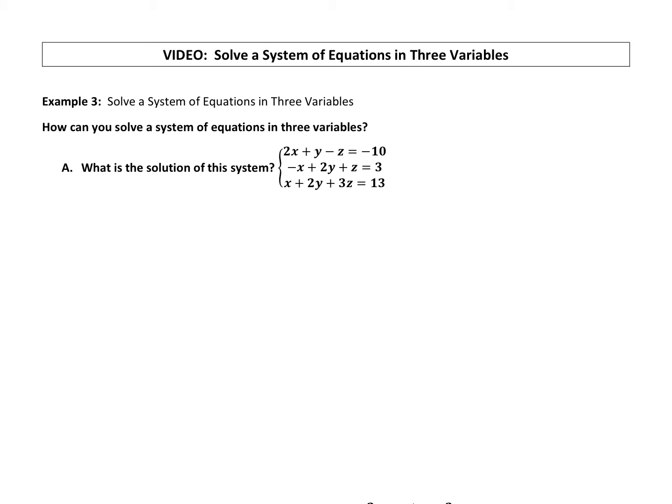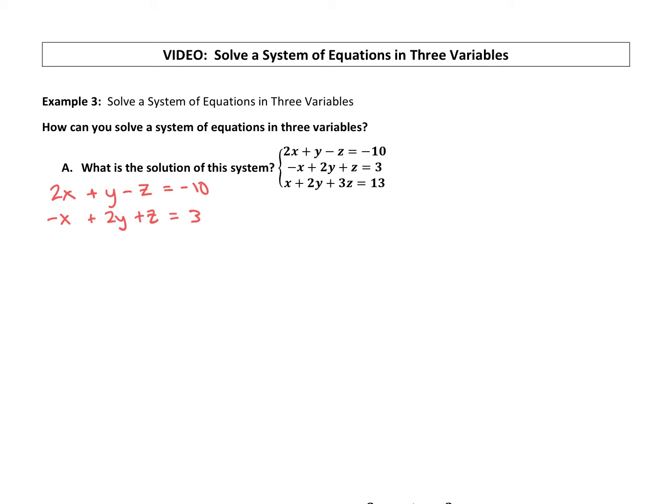Our goal is to whittle this down to 2 variables. You can only work with 2 equations at a time. So I'm just going to go ahead and pick the first 2 equations. And I'm actually going to write a little closer because this might take up some space. So 2x plus y minus z equals negative 10. And then I think the one below it looks good. We have a negative x plus 2y plus z equals 3.